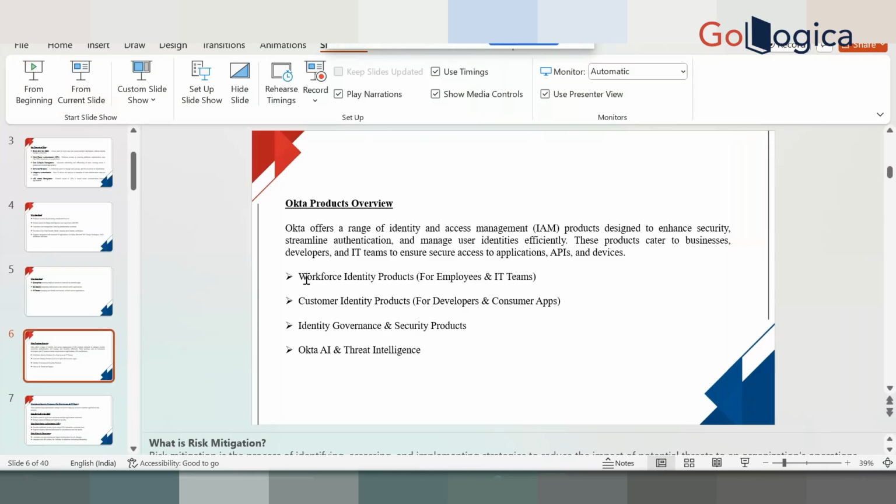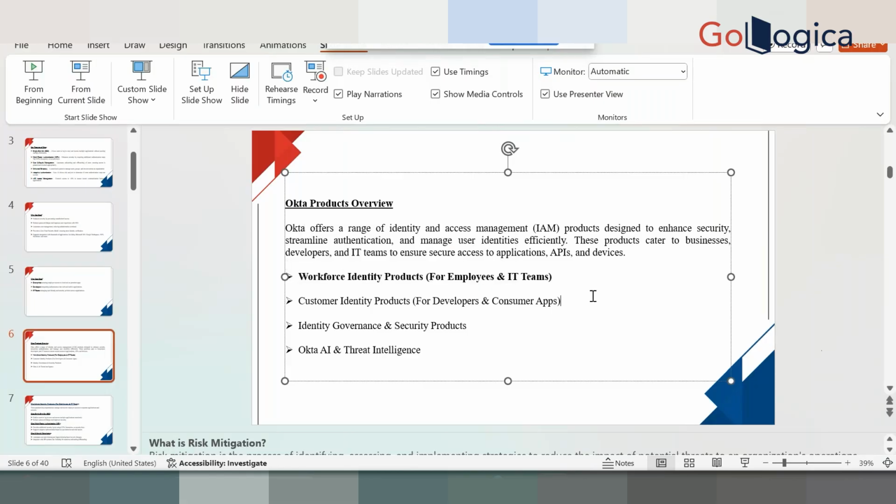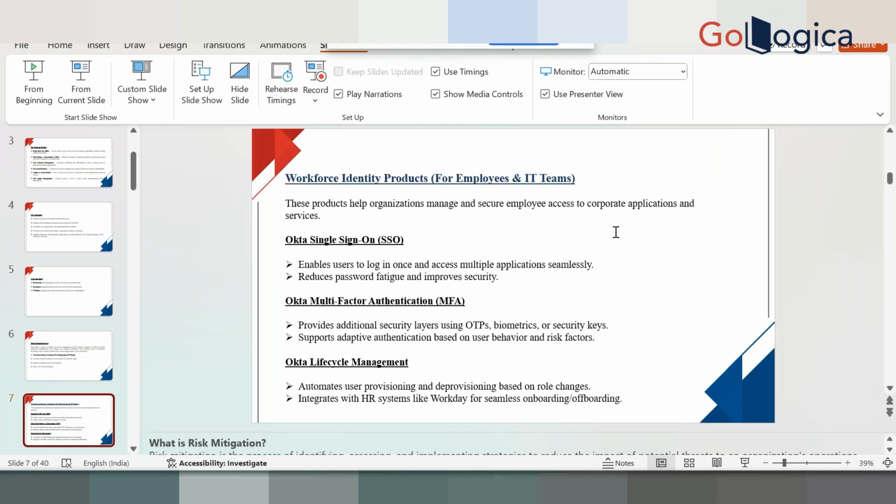As I told you, Okta has workforce identity products, and a customer identity side, which is basically designed for developers or consumers. Then we have identity governance and security products, and Okta AI and threat intelligence products. Each product has its own capability and functionality. We are not going too deep into that right now. Our training is based on the workforce identity product, so we can talk about that side.